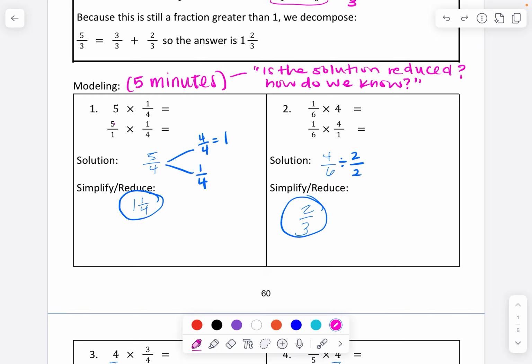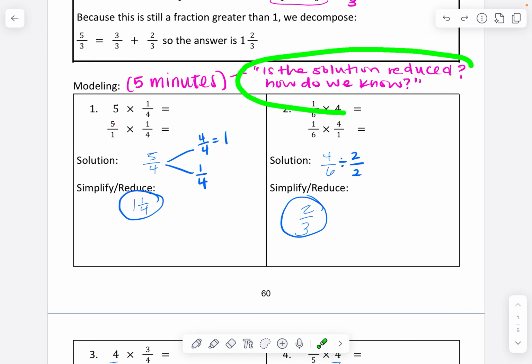However, the question that you're going to keep asking throughout this block today is: is the solution reduced? And how do we know? Okay, so 5/4 is not reduced. We know that it's not reduced because our numerator is larger than our denominator. So we need to write it as a mixed number. So you can have students use the number bond or students can use the long division way, but they should get 1 and 1/4, okay?